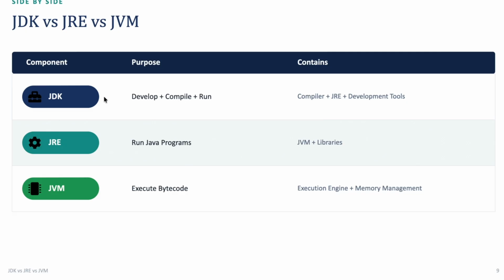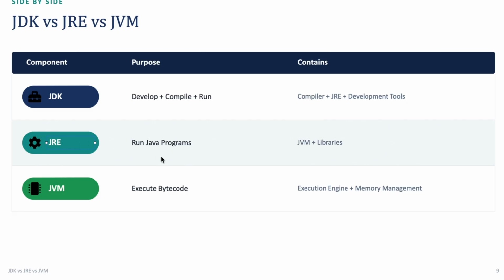The purpose of JDK is to develop your code, compile it and run it. JDK is the Java Development Kit. It contains everything: compiler, JRE, and development tools.